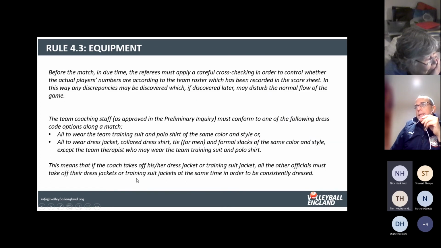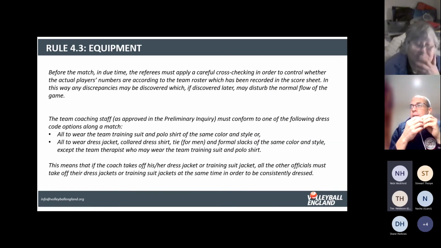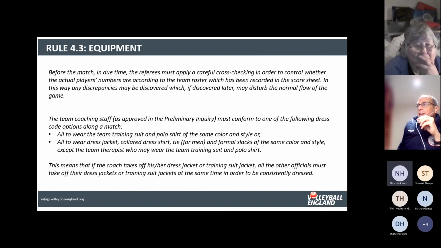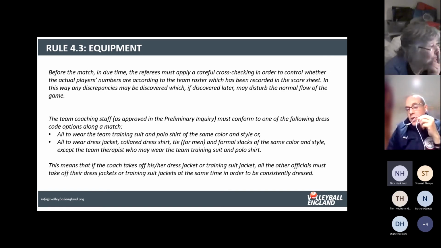Okay, and then on equipment, what do the guidelines say? Well, the guidelines say that before the match, in due time, the referees must apply a careful cross-checking in order to control whether the actual players' numbers are according to the team roster, which has been recorded on the score sheet. In this way, any discrepancies may be discovered, which, if discovered later, may disturb the normal flow of the game. And why do they disturb the normal flow of the game when they're discovered later?